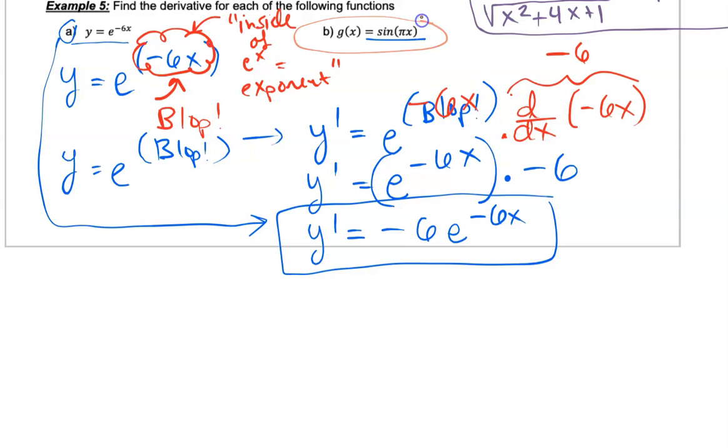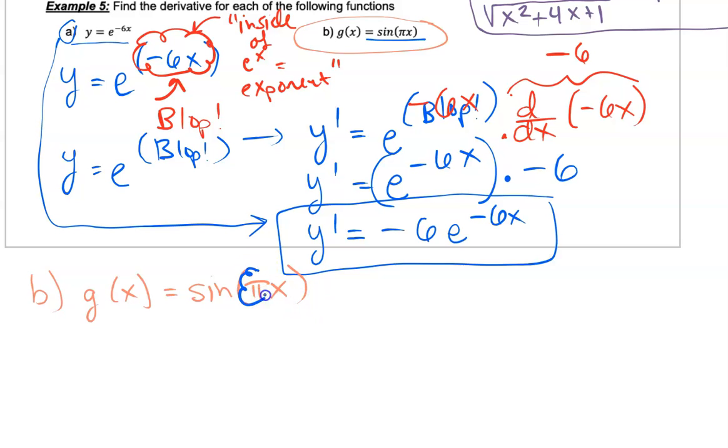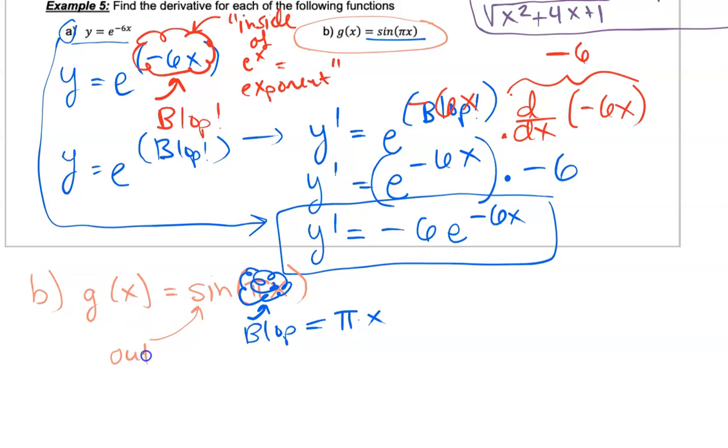Now, in my derivative for part B, we'll do that down here. So I have my equation. G of x is equal to sine of pi times x. So the inside of this function, my BLOP, is the pi x. That's the inside. And my outer layer is the sine. So the outer layer is basically sine of BLOP.